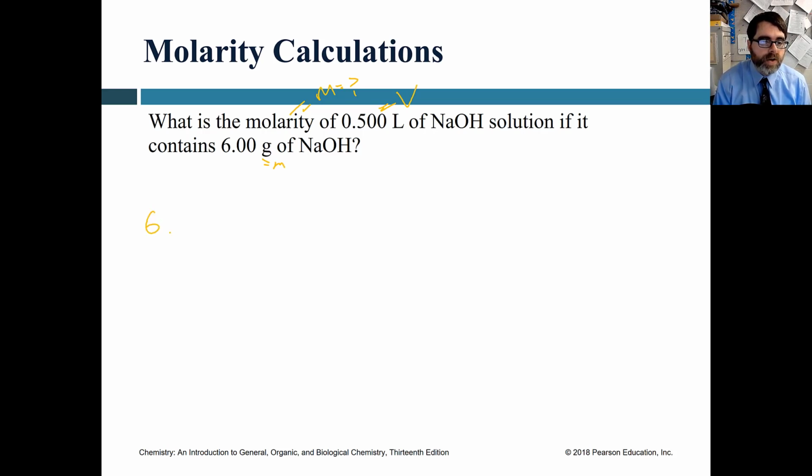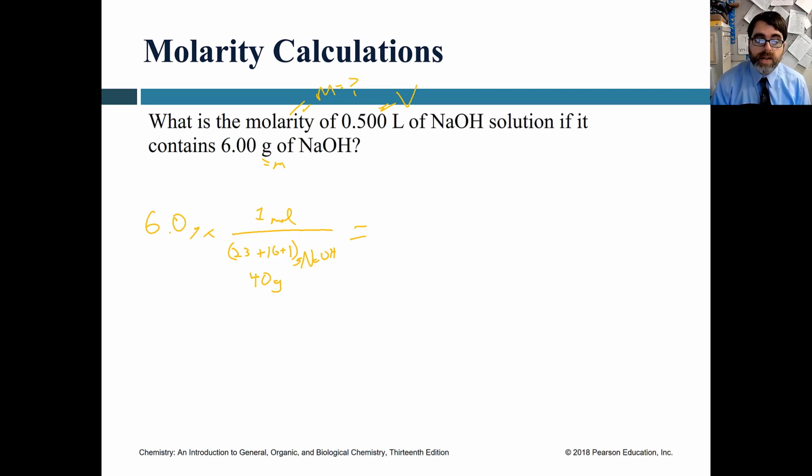Well, anytime we have grams, we should get that into moles. And sodium has a mass of 23, oxygen a mass of 16, hydrogen a mass of 1, if we rounded to the nearest whole number at least, which gives us 40 grams of NaOH. And that is 1 mole. And then that will give us our moles.